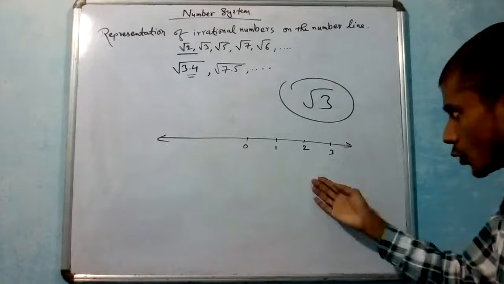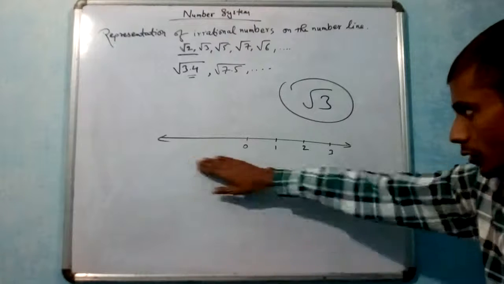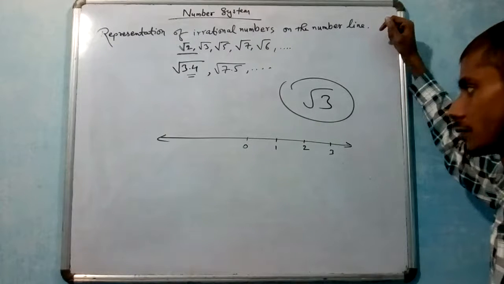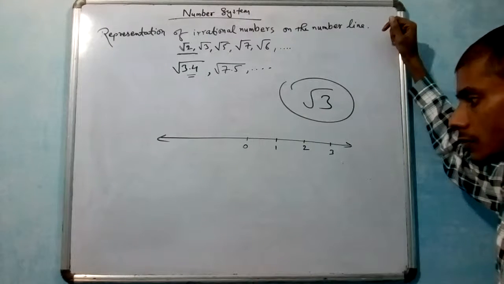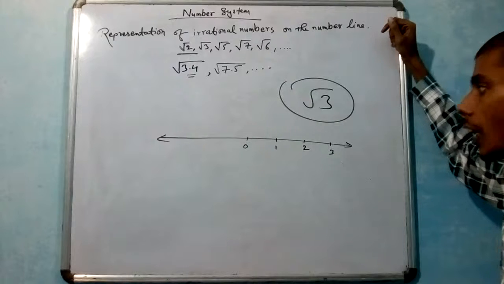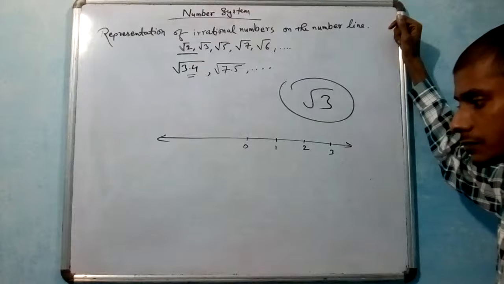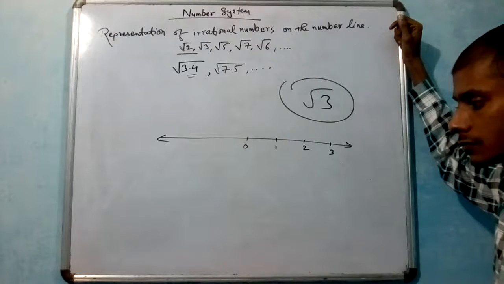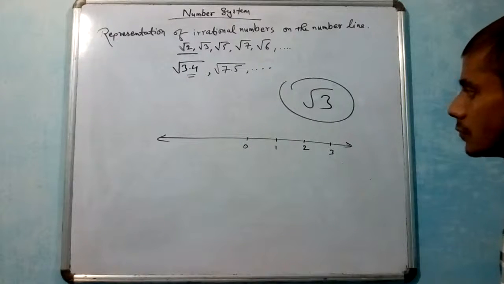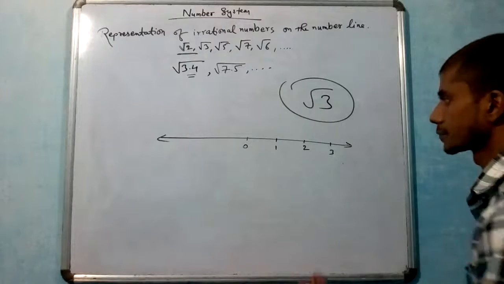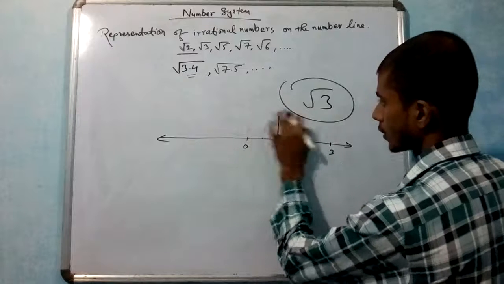So where is root 2? How will we understand where root 2 is on this number line? So how to find that? That is what I am asking. How to find root 2? It's not so tough that you are trying to understand it in such a tough way.